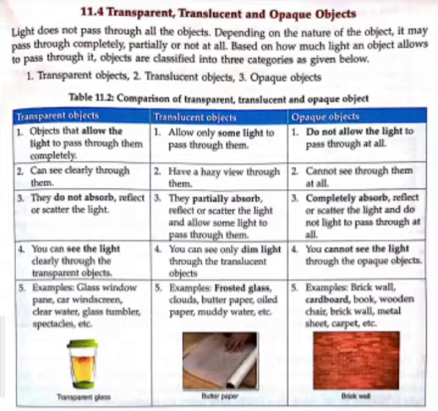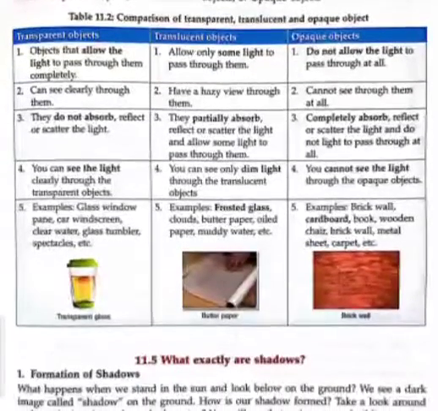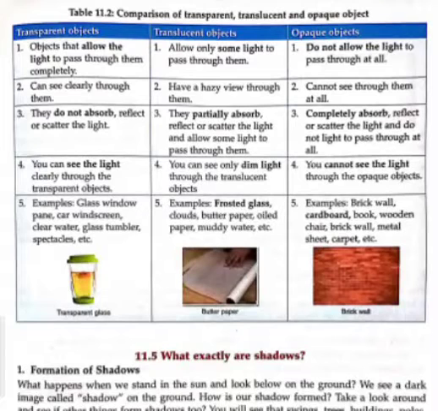Light does not pass through all objects. Depending on the nature of the object, it may pass through completely, partially or not at all. Based on how much light an object allows to pass through it, objects are classified into three categories: first, transparent objects; second, translucent objects; and third, opaque objects. Here is the comparison between the transparent, translucent and opaque objects.